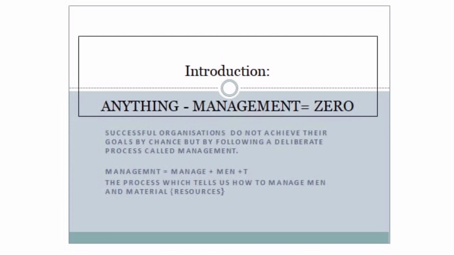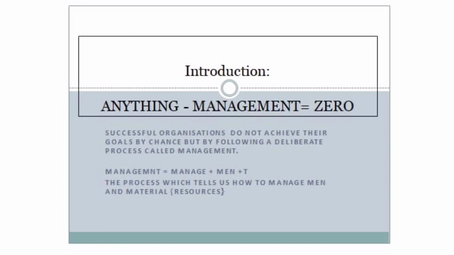Thus, in this modern era, we can say that anything minus management is equal to zero. Because any successful organization does not achieve its goals by chance, but by following a deliberate process called management. What is management? If we do the etymology of the term, we get manage plus men plus T. That means to manage men and material. T stands for things, that is materials, that is resources. To manage men and material all together is management.